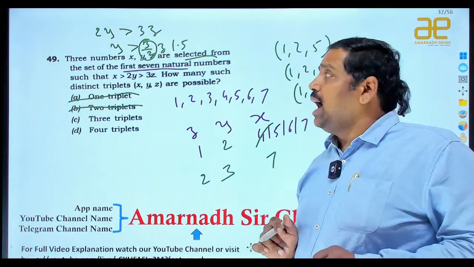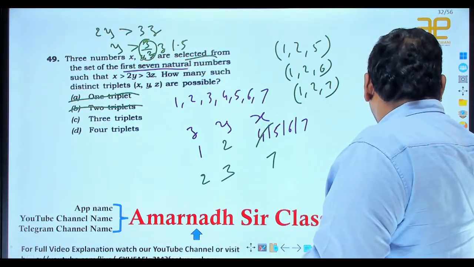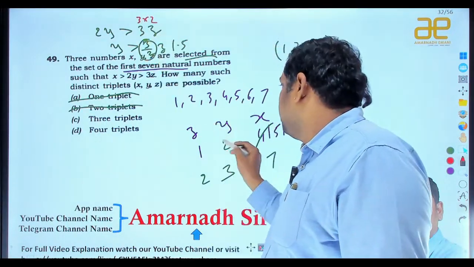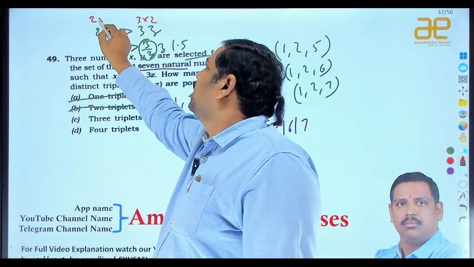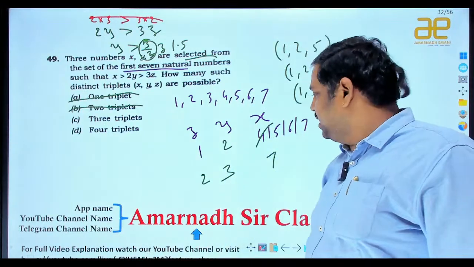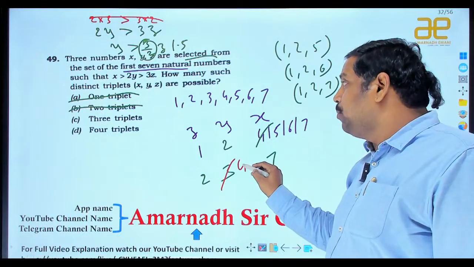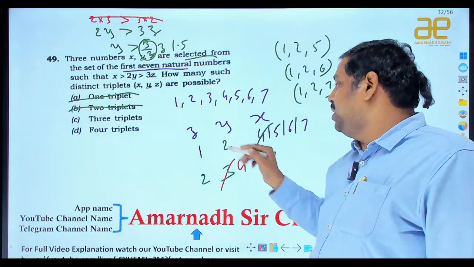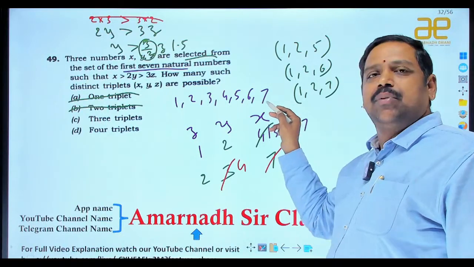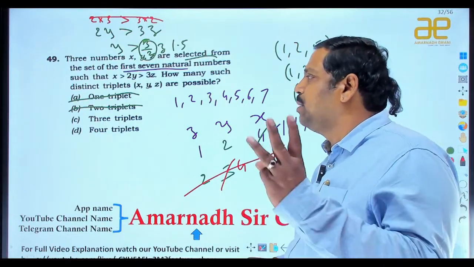The thing to observe is that 2y should be greater than 3z. Suppose z is 2, 3z means 3 into 2, which is 6. If y is 3, 2y means 2 into 3, which is 6. Is 6 greater than 6 meaningful or meaningless? Meaningless. So y should not be 3. It can be more than that, means 4. If it is 4, then x should be more than 2 into 4, which is 8. More than 8 is not possible, because we have to stop at 7. This is not a possibility. Total how many possibilities are there? Only 3 possibilities.